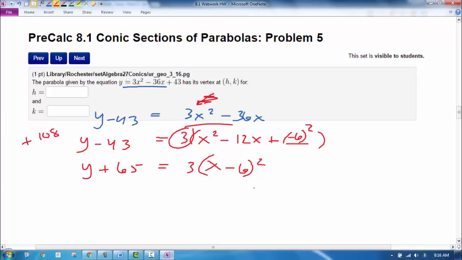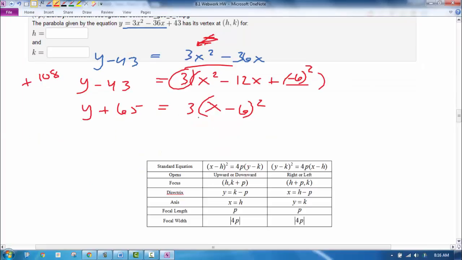So there's my equation. And now if I compare it to the formula on the formula sheet, I actually have to rearrange it a little bit. So I'm going to divide both sides by 3. Divided by 3 is the same as multiplying by 1/3. So I'm going to multiply by 1/3 on both sides. And now I get this equation, (x minus 6) squared equals 1/3 times (y plus 65).